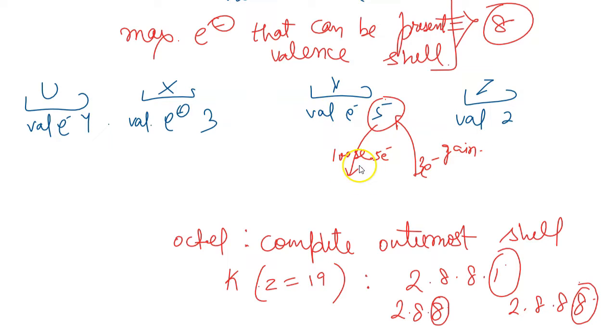So which one is possible here? Which one is easy? That is possible. So yes, gaining 3 electrons is possible. So here the valency is 3, right?